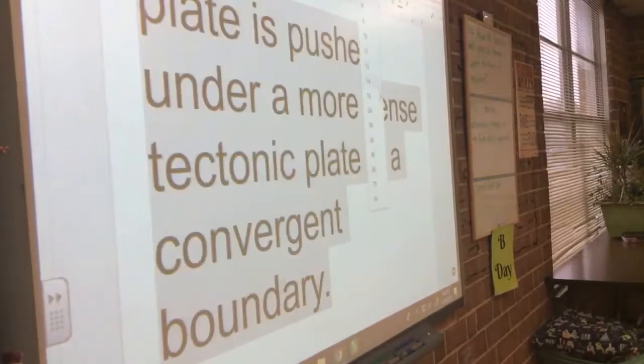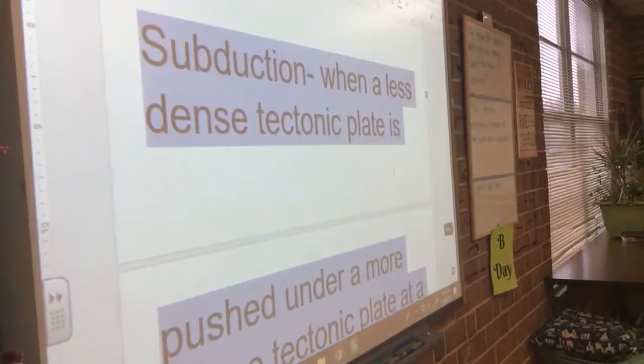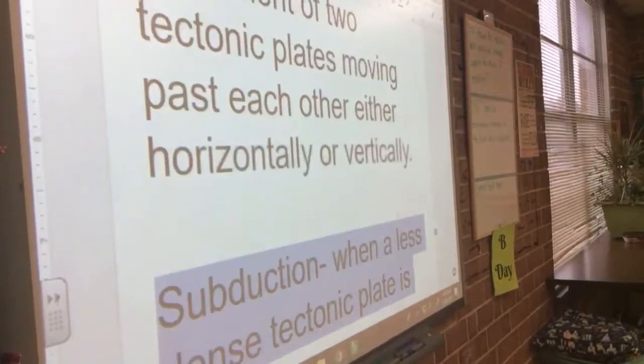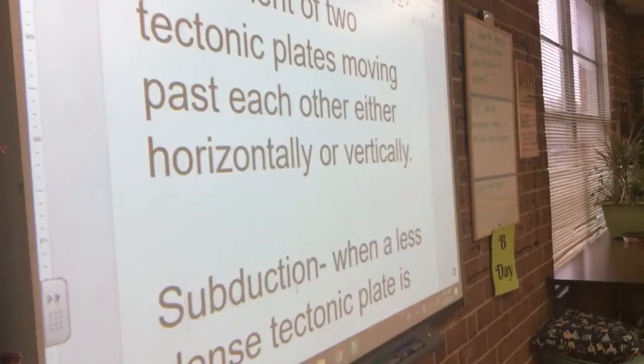All right, last one. It's called subduction. Sub meaning underneath or lower. Subduction is when you have a less dense tectonic plate.